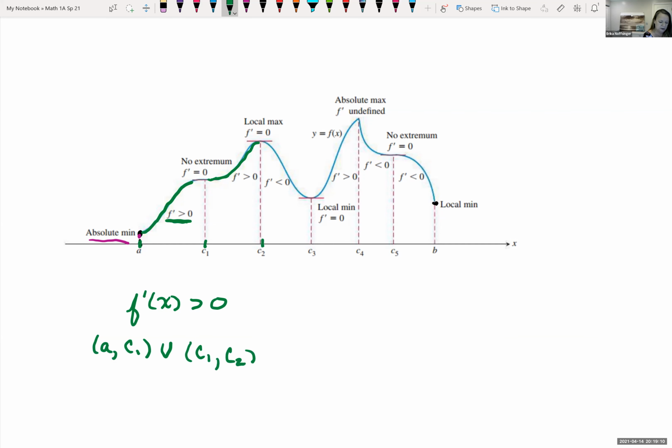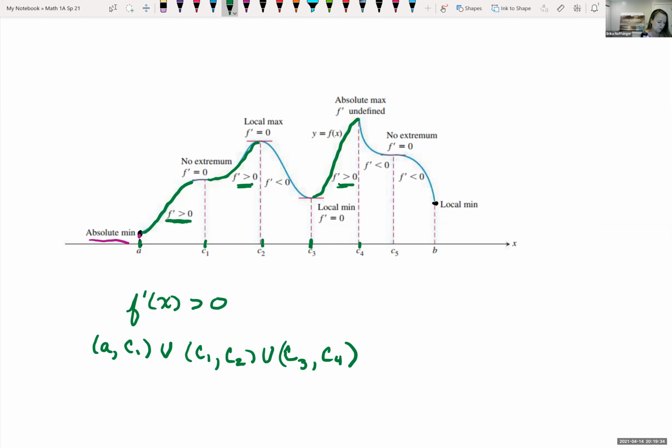If I look at this again, left to right, I can see that it's going upwards from C sub 3 till we hit C sub 4. So union C sub 3 comma C sub 4. And then I don't see it increasing in any other place.